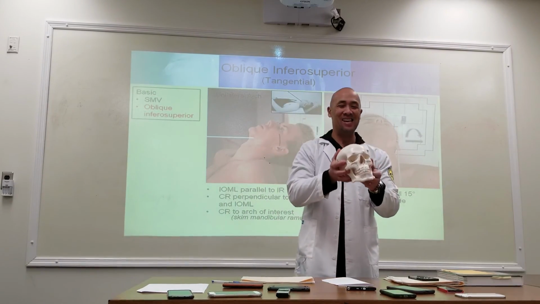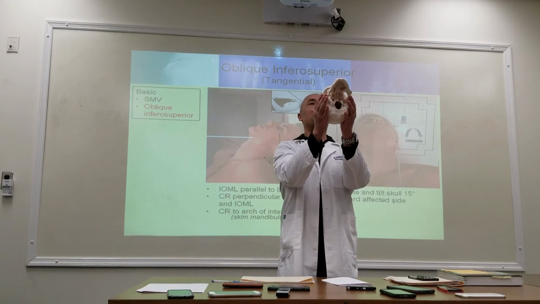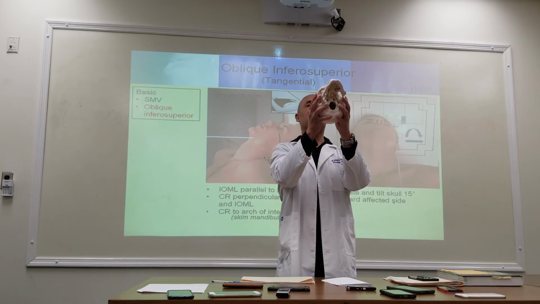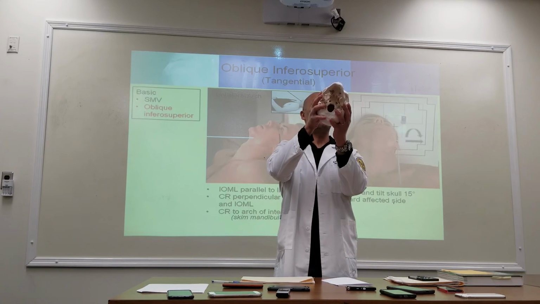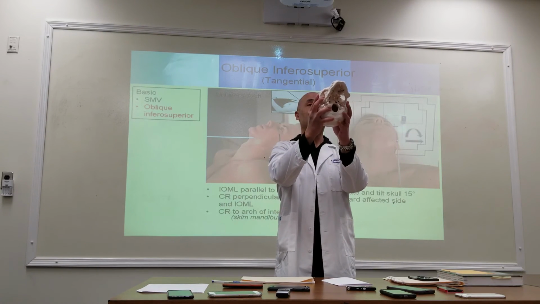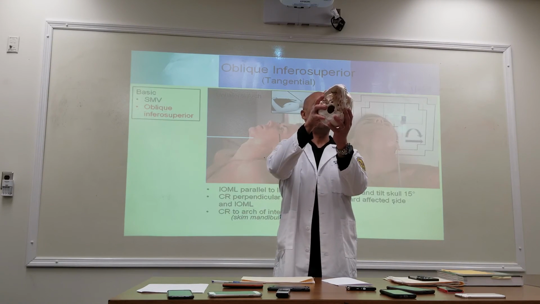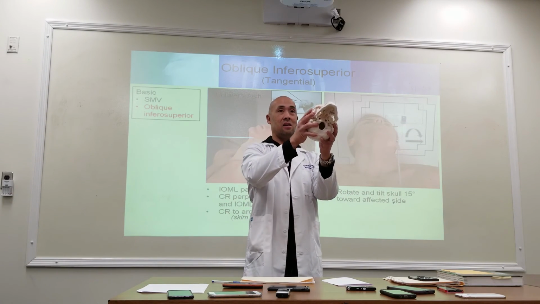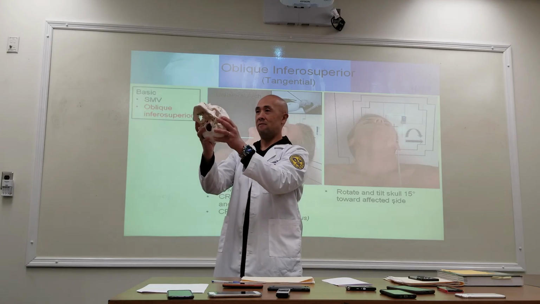Yeah, this is perfect. Okay, so SMV. They're going to be just like this. So two things have to happen. If we're looking at this cheekbone, they're going to rotate 15 degrees, and then there's going to be a 15-degree tilt, in which the vertex of the head, the top of the head, is going towards the affected side. So it's going to be a rotation and a tilt. It's 15, 15.